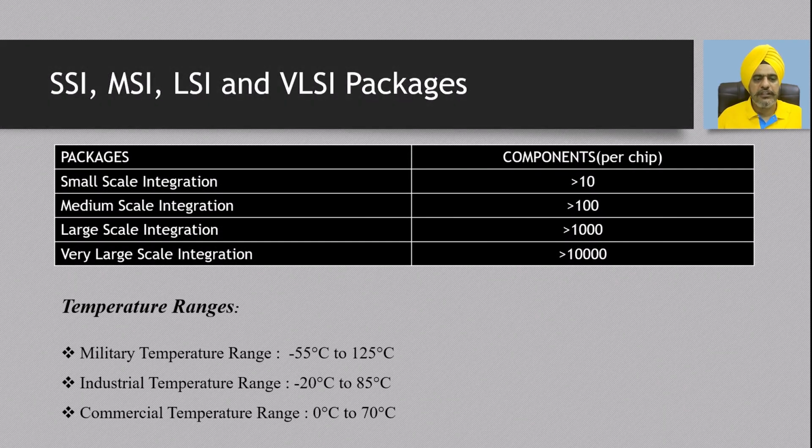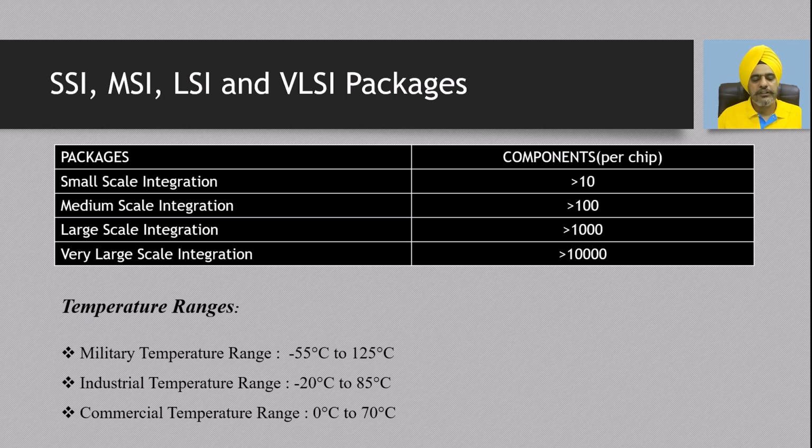There are various technologies by which ICs can be made. SSI, that is small scale integration, in which there are more than 10 components on a chip. Medium scale integration, where there are 100 components on a chip. In large scale integration it is 1000. In case of very large scale integration, it is more than 10,000 components on a chip.